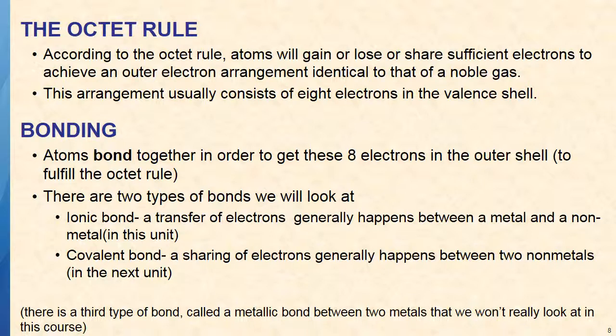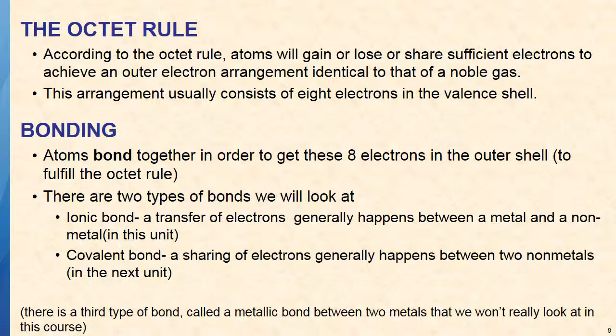So except for the noble gases, none of the atoms have 8 electrons in their outer shell. So atoms will bond together in order to get these 8 electrons. And that's where all the chemistry comes from. They're going to bond or react in some way to get these 8 electrons. There's 2 kinds of bonds that we're going to look at in this class. An ionic bond is where an electron is transferred from one atom to another.